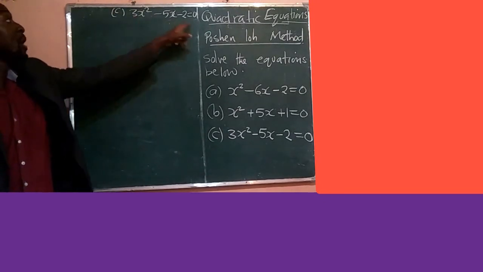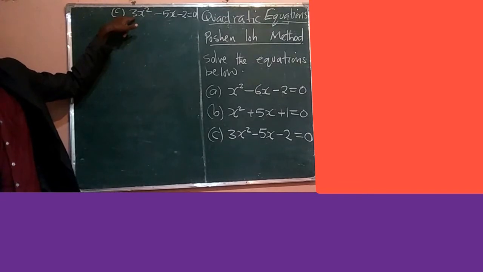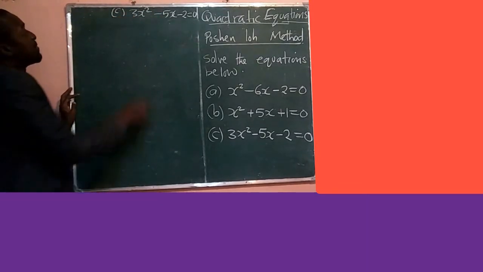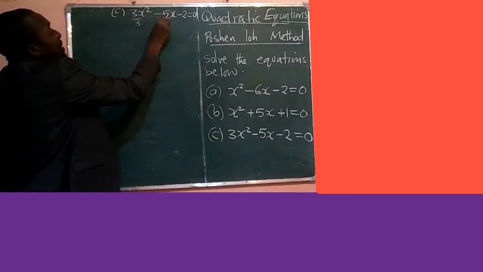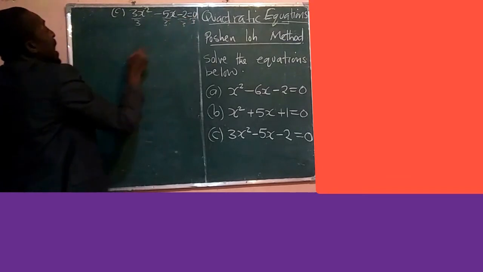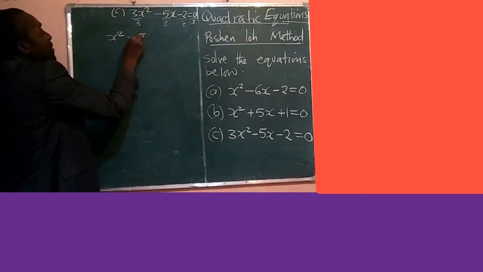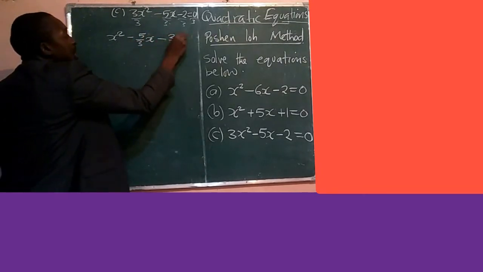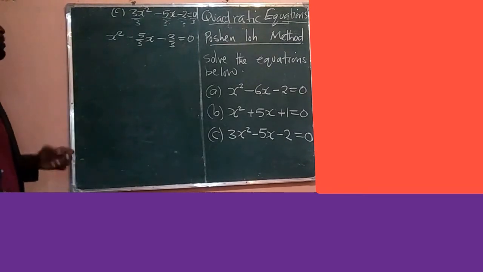So in this third and final example, the way we deal with this is to divide the whole equation by the coefficient in front, by this 3 that we have here. So we are going to divide everything by 3. And so when we divide everything by 3, we end up with x squared minus 5 over 3x minus 2 over 3 is equal to 0. And now the equation is like the first two examples that we looked at.